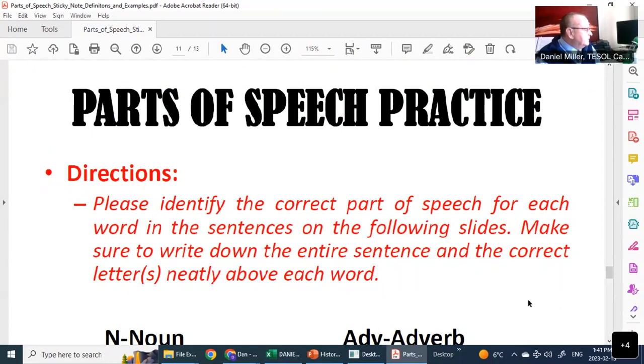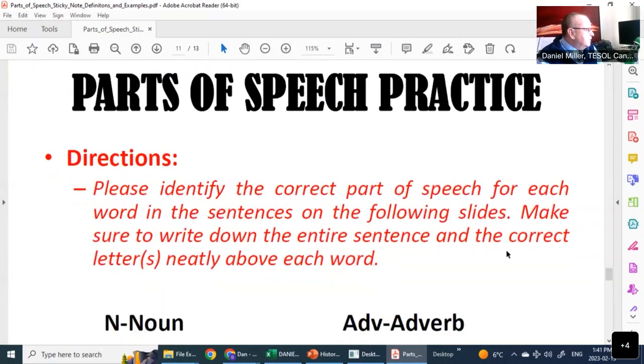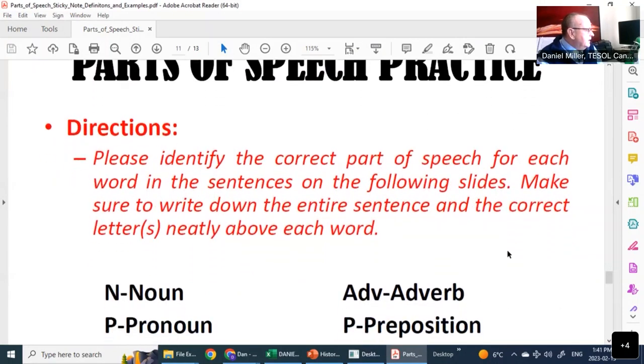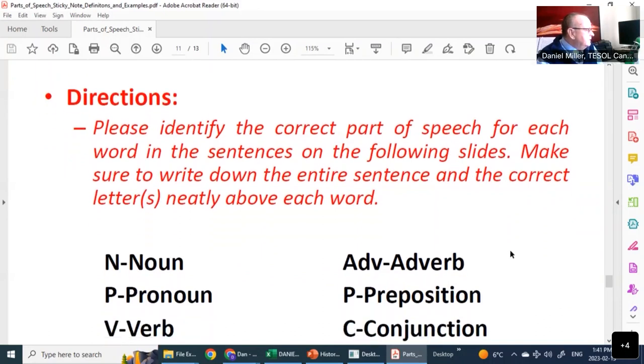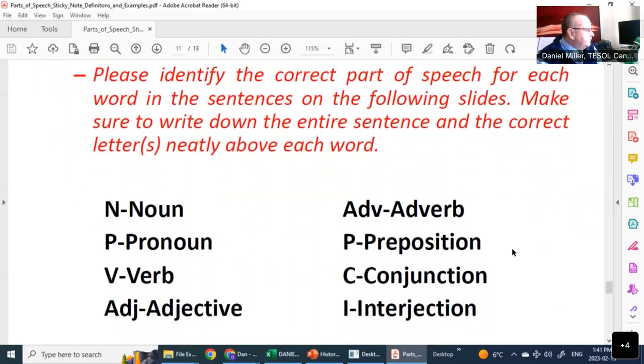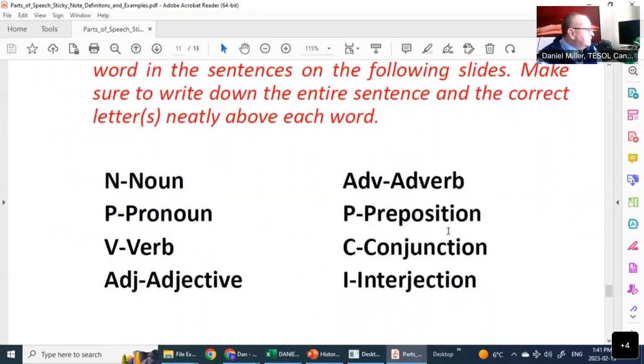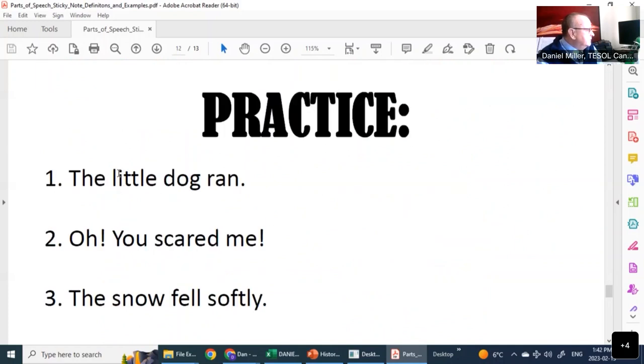Parts of speech practice. Please identify the correct part of speech for each word in the sentences on the following slides. Make sure to write down the entire sentence and the correct letters neatly above each word. So these are your letters representing the part of speech, the short form for the part of speech, and you would then put that short form above each word to identify what part of speech they are.